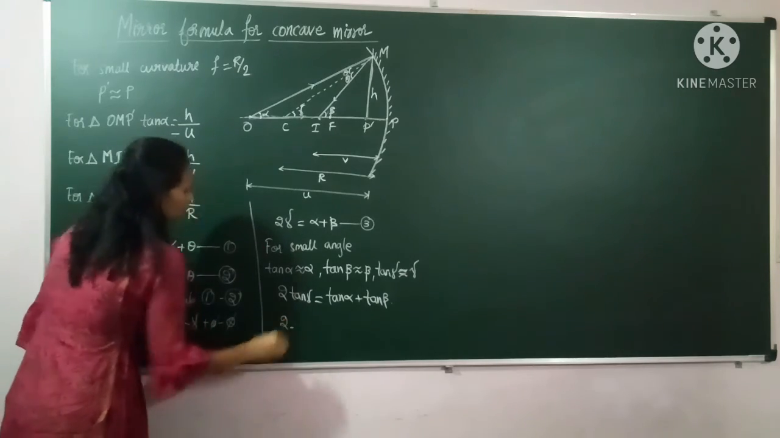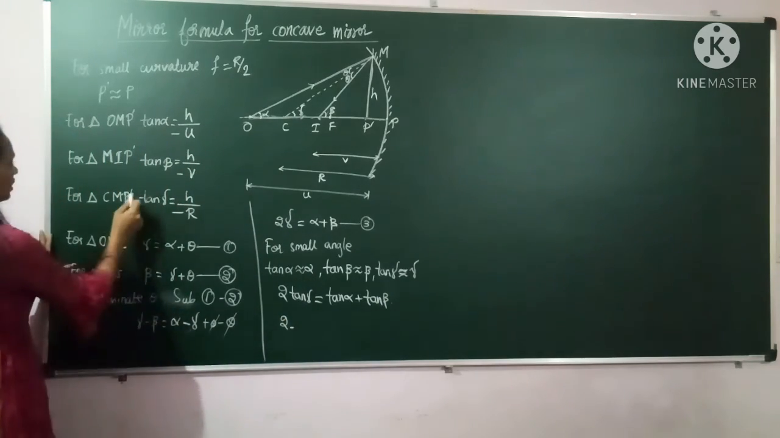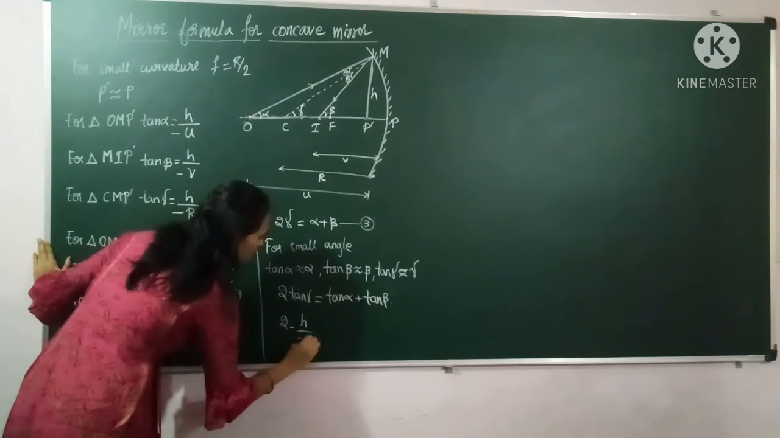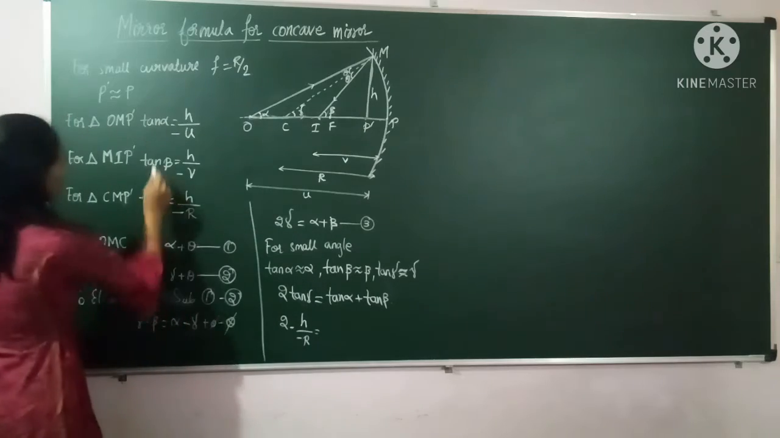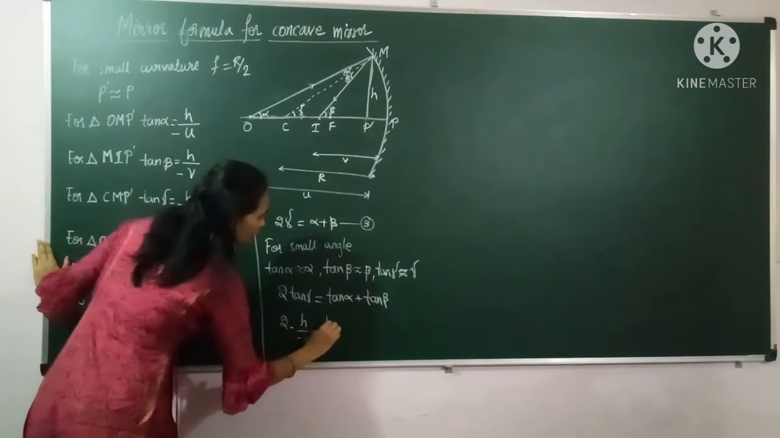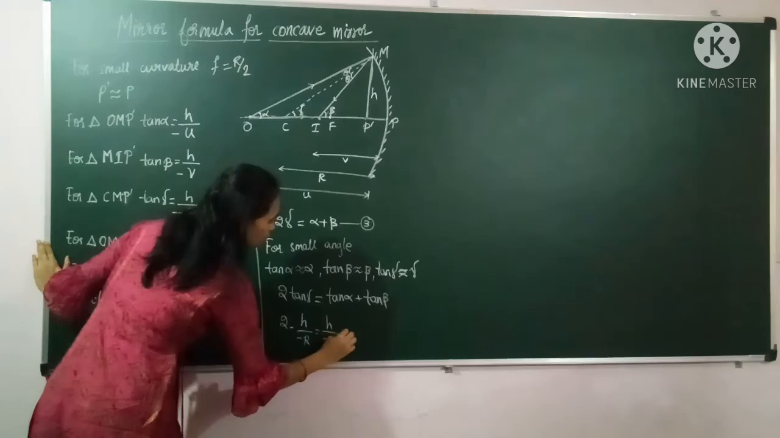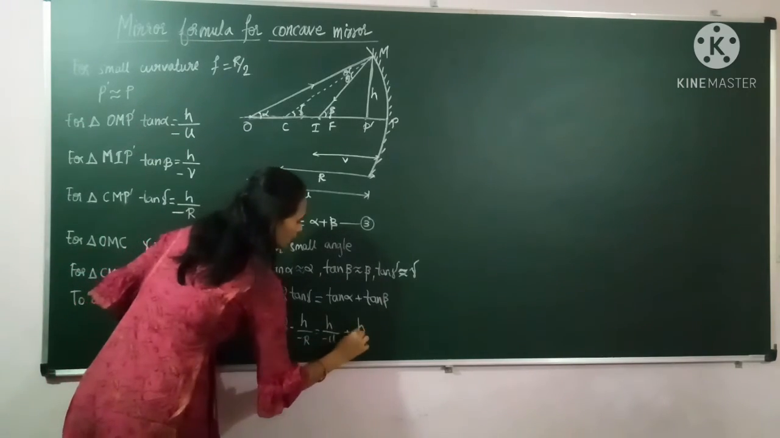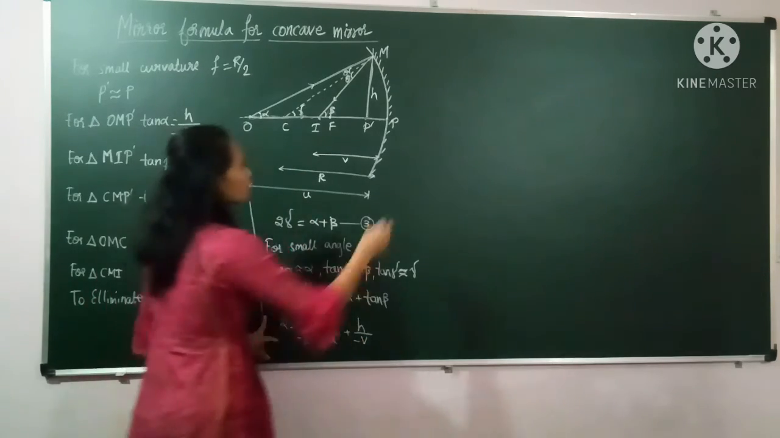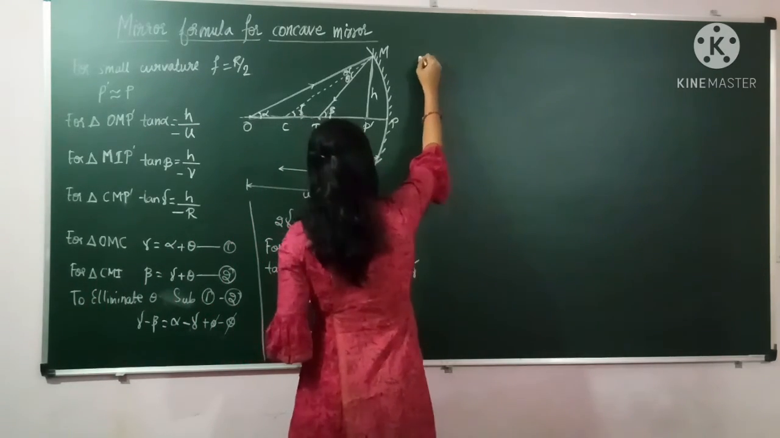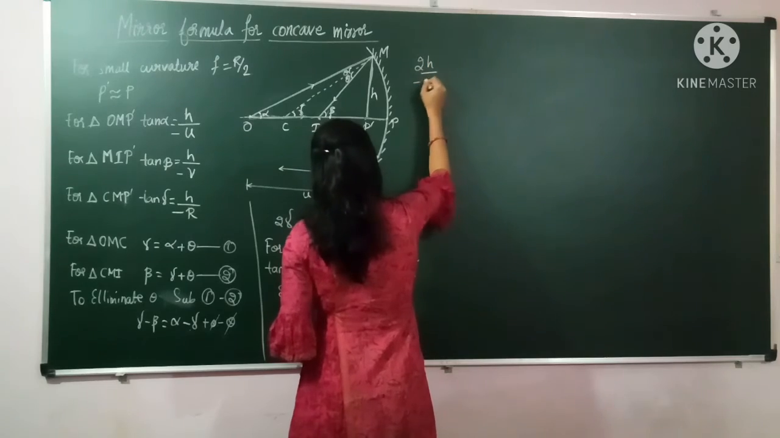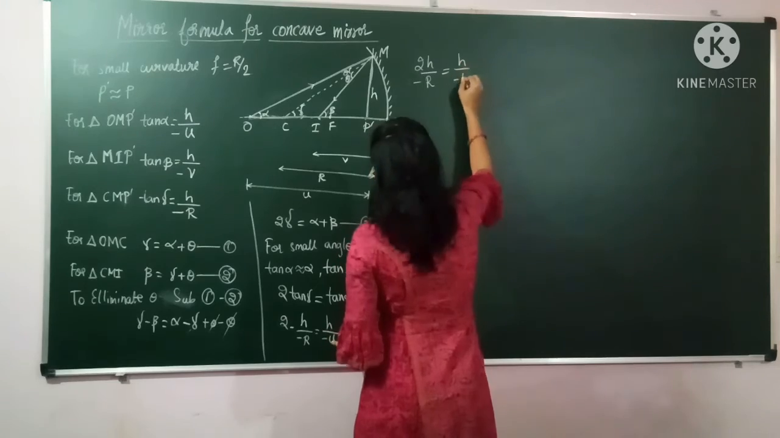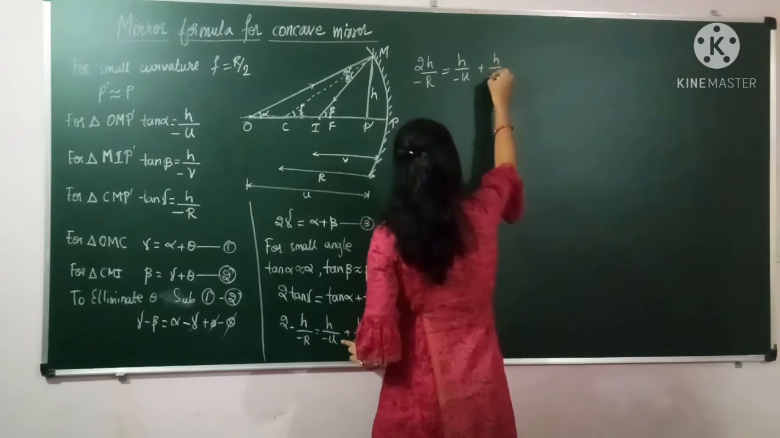Now tan gamma value is how much, h by minus r. So here we will write h by minus r equals to, tan alpha value is h by minus u, so here we write h by minus u, plus tan beta value is h by minus v. Here we will write h by minus v. Now we will solve here. 2 h by minus r equals to h divided by minus u plus h divided by minus v.